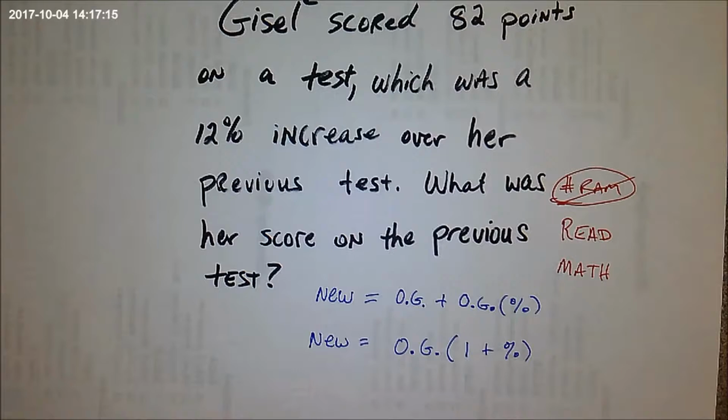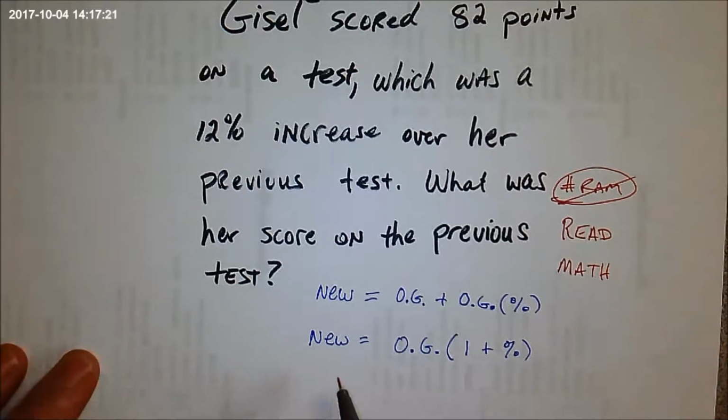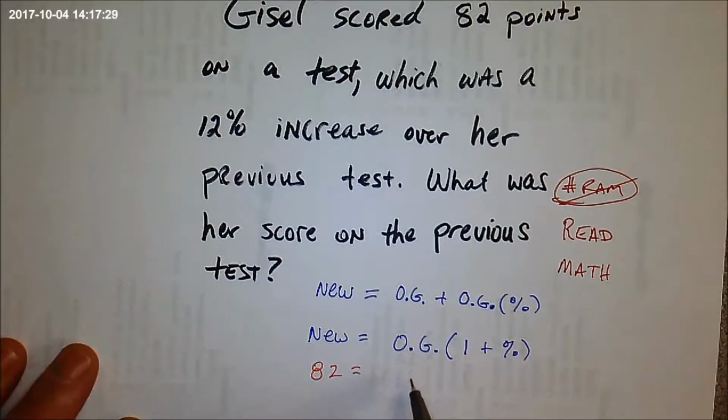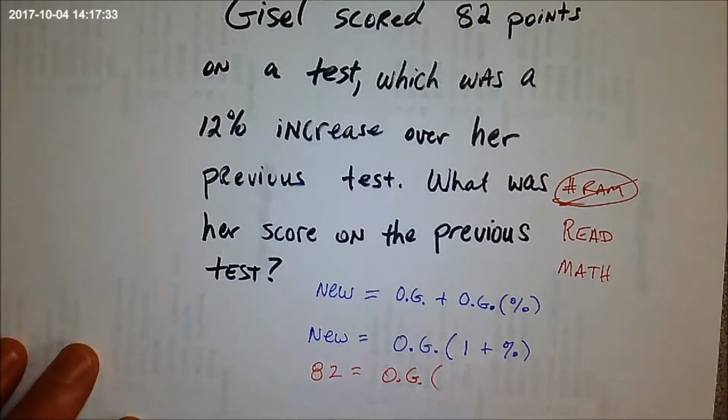Okay, so let's plug these in and see what happens. You ready? Yeah. Okay, so JC, do we know the new amount? Yes. We do, right? 82. So 82 is the new amount. Do we know the original? No. We could put X, but I think OG is kind of funny, so we're going to leave it OG. Okay, is it going to be 1 plus or 1 minus? 1 plus. Mr. Cohen, why is it going to be plus?